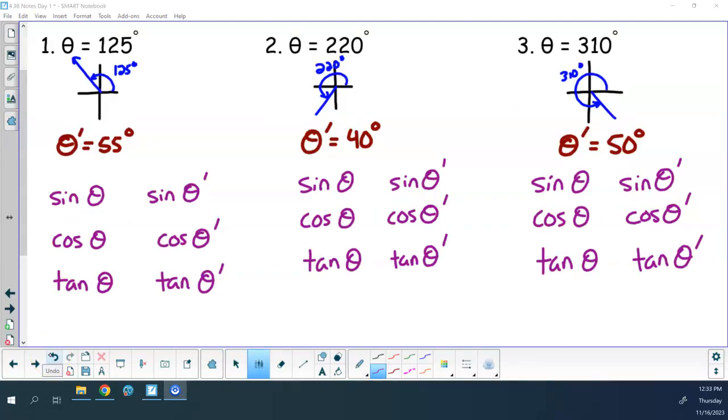All right, so in the first one, did you find any of them to be the same? Which one is the same in the first one? Sine is the same in the first one? So sine of theta equals the sine of theta prime. Did we all agree with that? What about the other two?